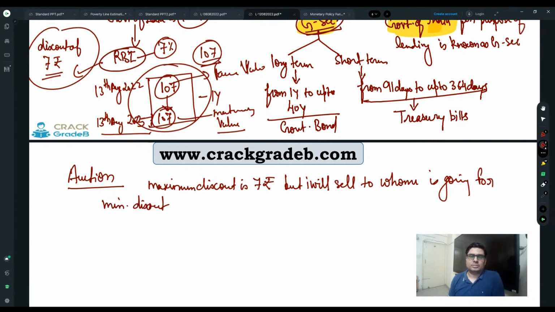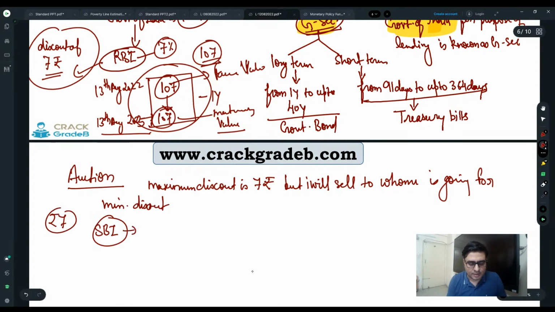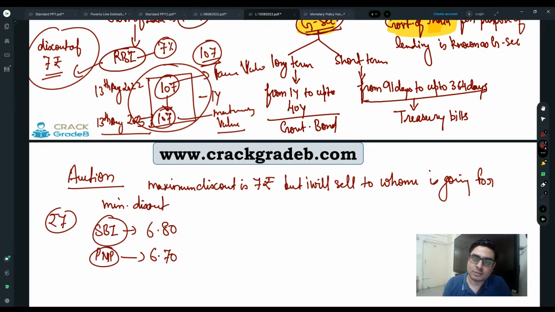The maximum discount is 7 rupees. Suppose SBI says we are ready to purchase at a discount of 6.80. PNB says, are we from a lesser family? We are ready to purchase at 6.70. In that way, banks are going to participate in the auction of government securities. This is known as the auction of government securities, right?